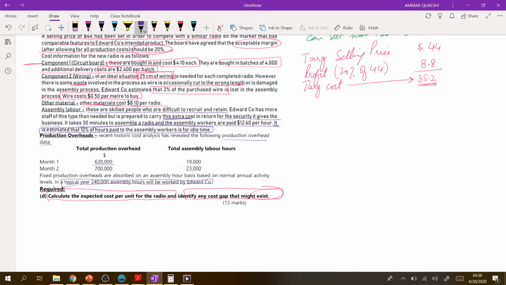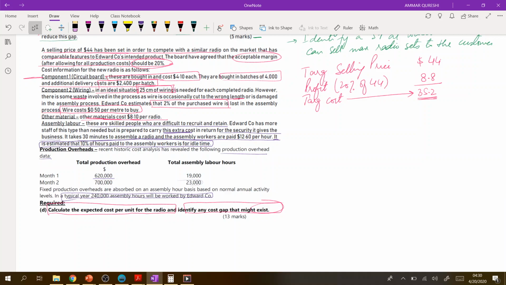Now we have to calculate the estimated cost of the product because we know the targeted cost. Now we need to calculate the expected cost and then we can compare the cost gap, right? You may pause this video and try to calculate on your own, or in case you get stuck somewhere, you may continue with this video, right? So let's calculate the expected cost.